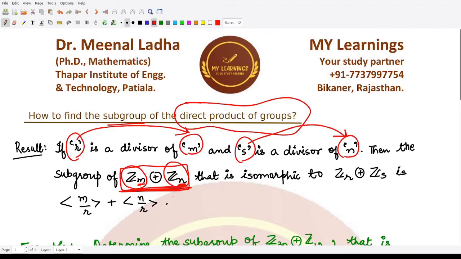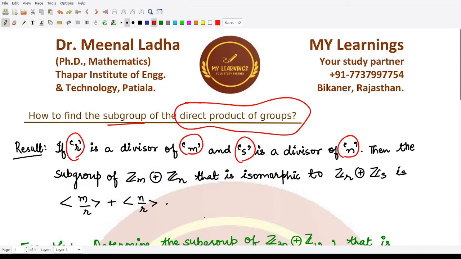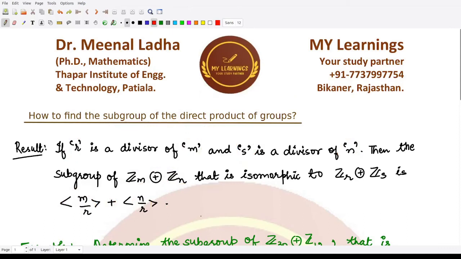What would be that subgroup? The subgroup is obtained when we take the direct product of the subgroup generated by M upon R with the subgroup generated by N upon S. And this subgroup would be isomorphic to ZR direct product with ZS. So basically M upon R would have order R, and N upon S would have order S. This result would be clearer with the help of an example, so let's see this example.